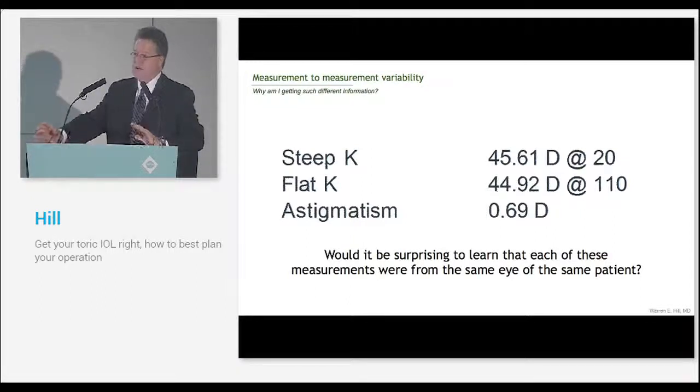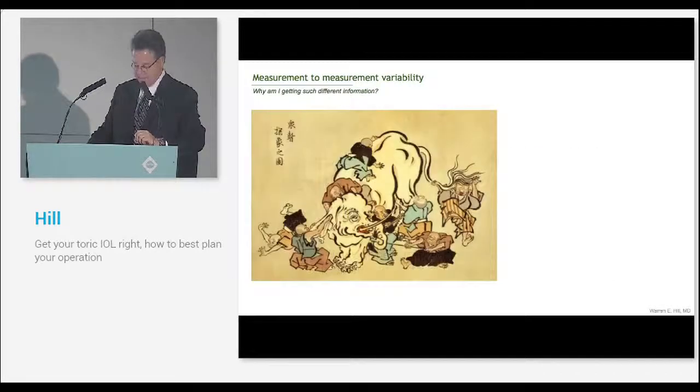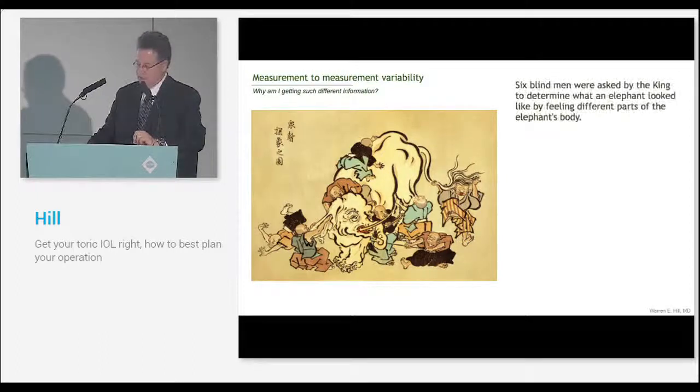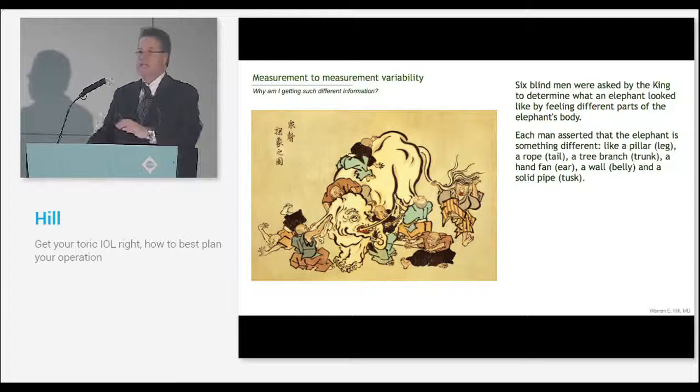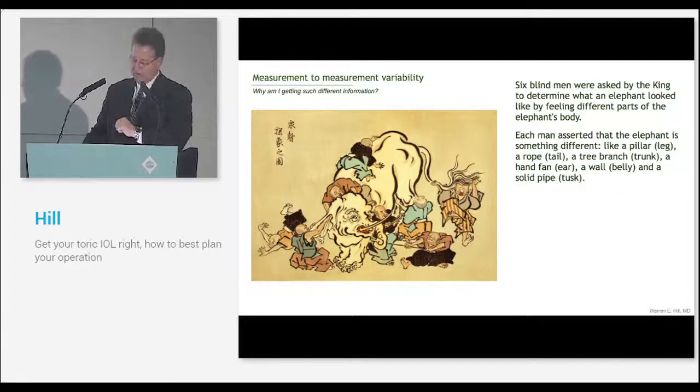This is just a common problem we hear over and over again. A question I get a lot is, what information do we use? If I have 4 devices and I get 4 different measurements, how do we know what is right and what isn't? Well, I'm reminded of that famous old story about the 6 blind men who were asked by the king to describe an elephant. And each man asserted that the elephant had different characteristics.